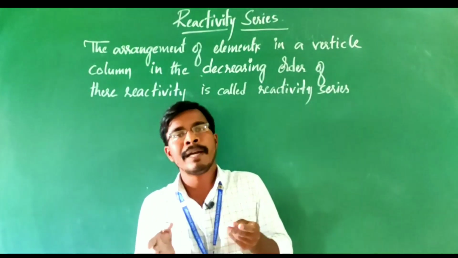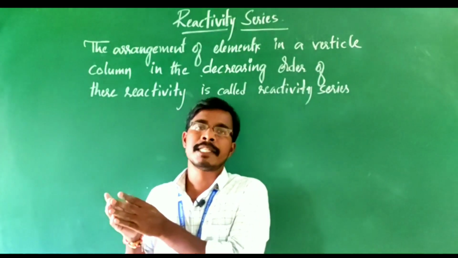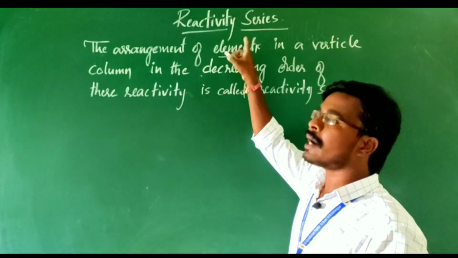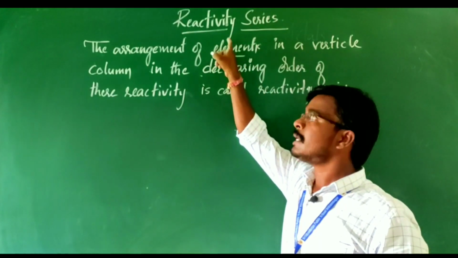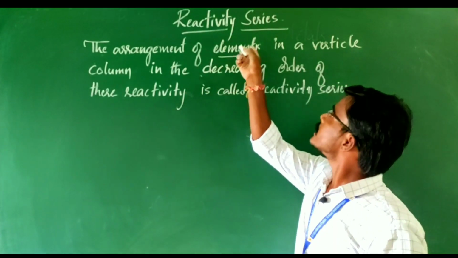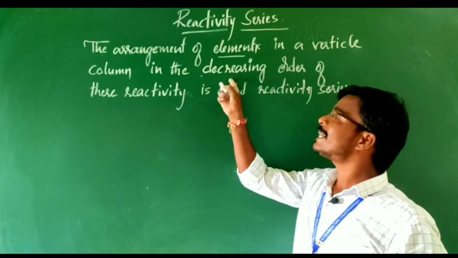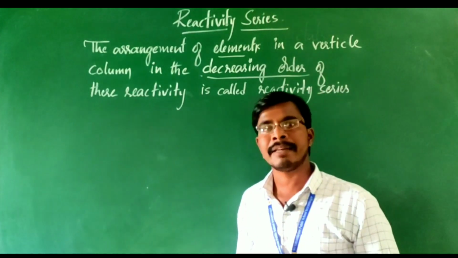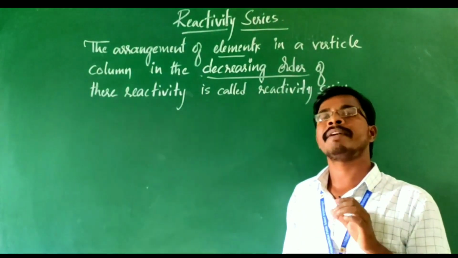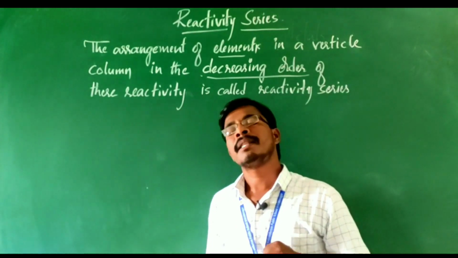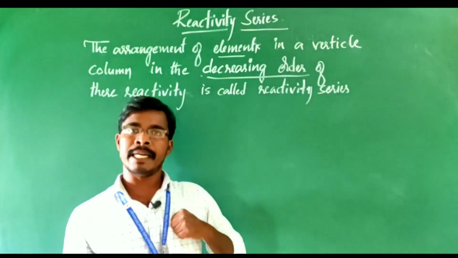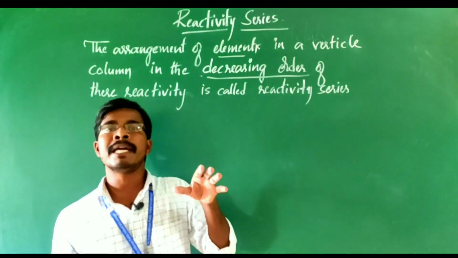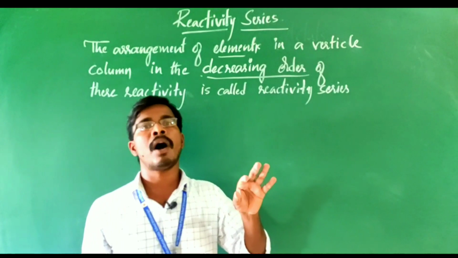So we have different reactivity series, like the reactivity series of metals and the reactivity series of non-metals. If you take the metals, the arrangement of metals in a vertical column in the decreasing order of their reactivity is called the reactivity series of metals. Okay, then how can this reactivity series be written? That depends upon the reaction of the elements with oxygen or water.